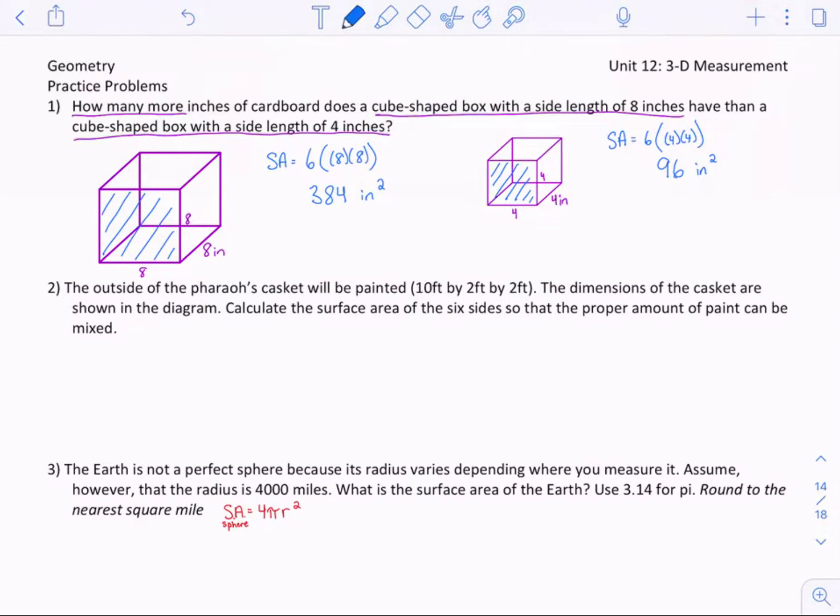So we'll go back to the question. It wants to know how much more does the first cube have than the second. So how much larger is 384 than 96? 384 minus 96 is 288 square inches. So that's how much more cardboard is needed when you're making an 8 side length cube box versus a 4-inch side length cubed box.